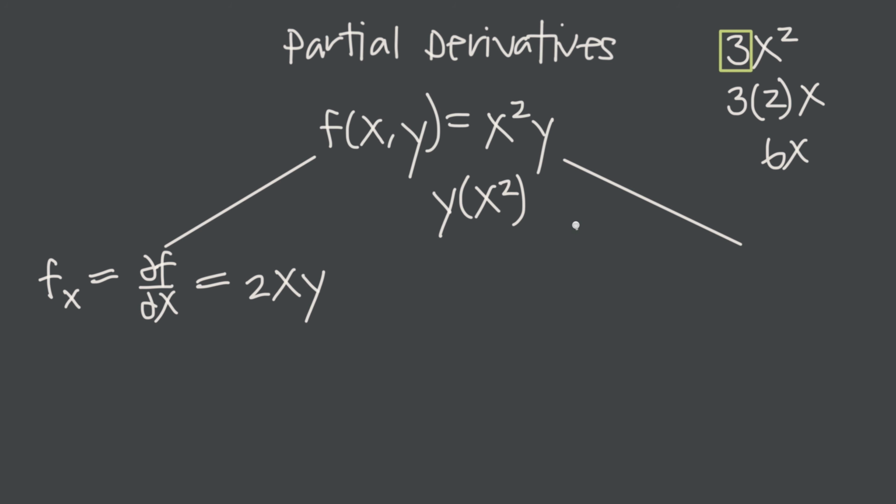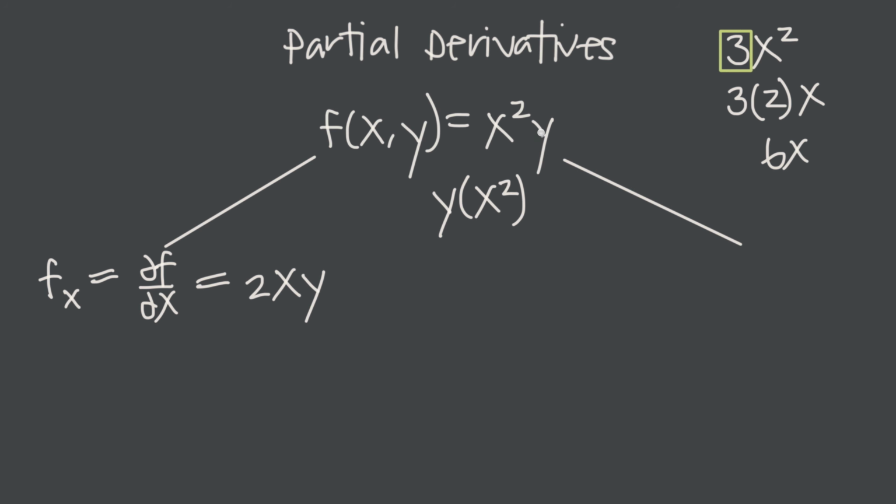Now let's practice again with the partial derivative with respect to y. So remember we said that we would have a partial derivative for each of the variables in our function. So we have an x and we have a y. We just took the partial derivative with respect to x. Now we need to take the partial derivative with respect to y.